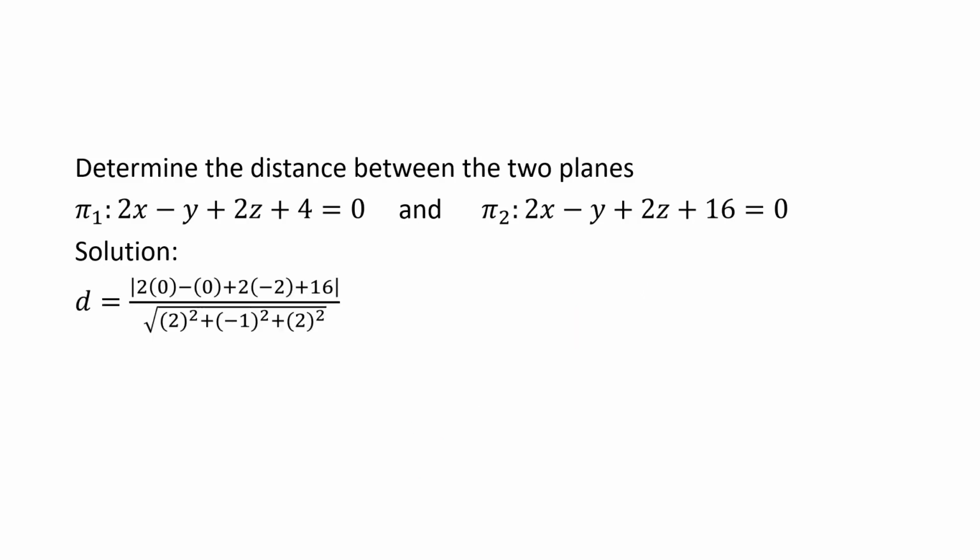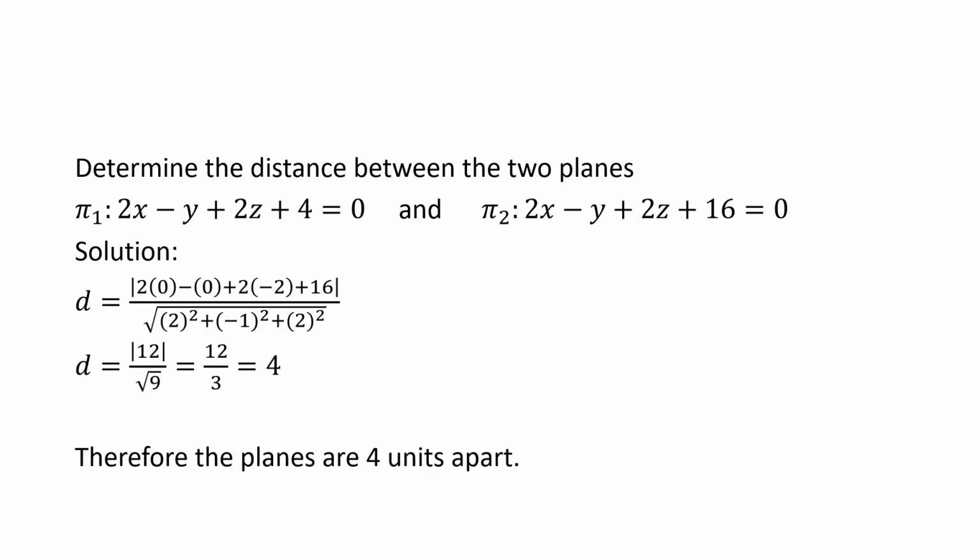And when I do all that work, I end up ultimately with the absolute value of 12 over the square root of 9. And the absolute value of 12, of course, is 12, and the square root of 9 is 3. So ultimately I get 12 over 3, which is 4.